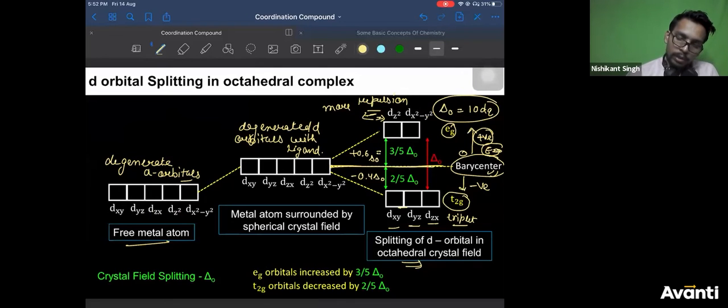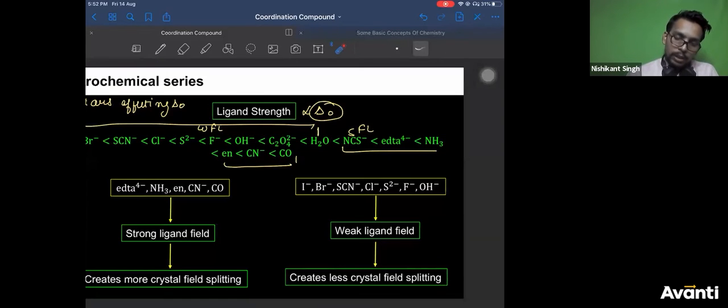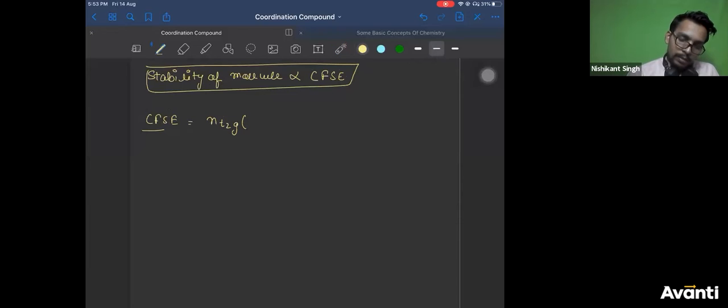So I had already told you, each electron which goes to t2g stabilizes the molecule by how much energy? Minus 0.4 Δo. So 1 electron stabilizes by this much, 2 electrons stabilize by 2 into this much, 3 will stabilize by 3 into this much. So if the number of electrons in t2g is known, it will be into minus 0.4 Δo, plus, if an electron goes to eg, it destabilizes the molecule, increases the energy of the molecule. Therefore, number of electrons in eg into plus 0.6 Δo.